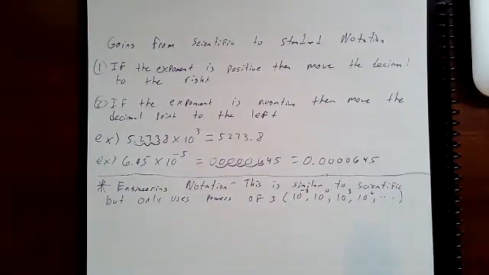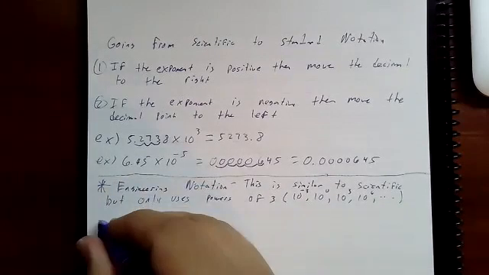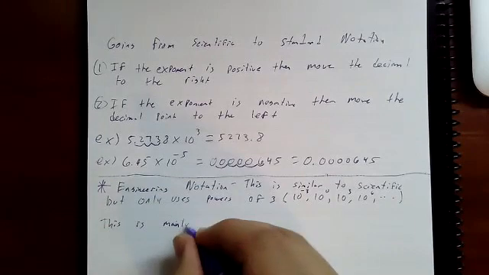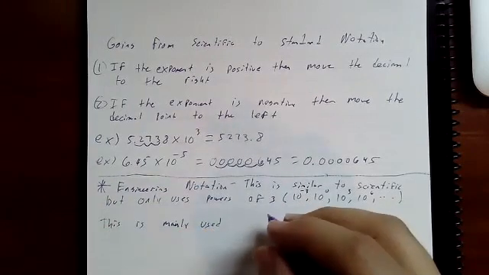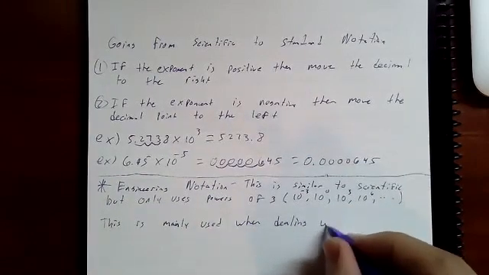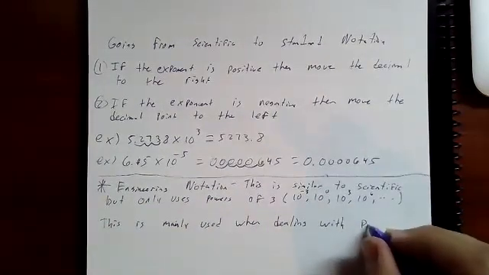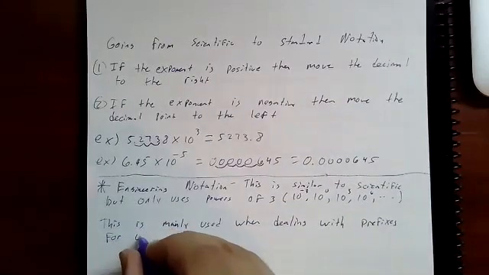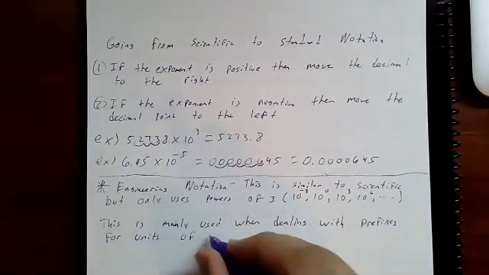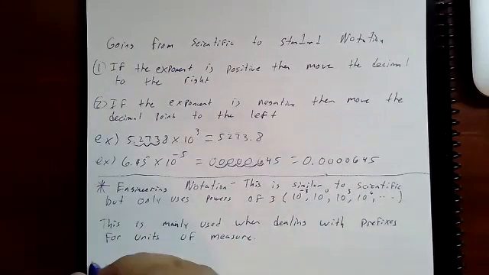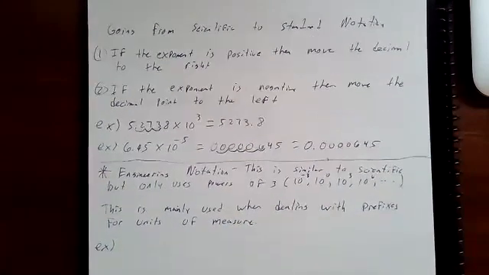We do that because a lot of the prefixes like micro, kilo, etc. usually change every power of 3. Centimeter, kilometer, etc. This is mainly used when dealing with prefixes for units of measure. For example, let's do one here.